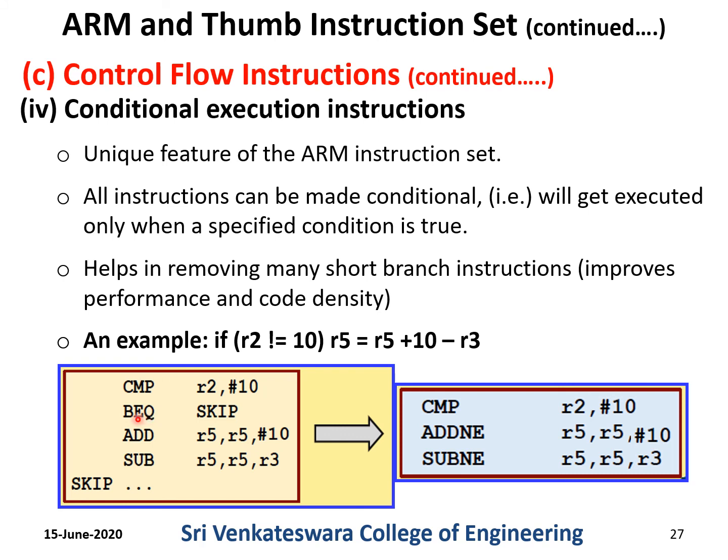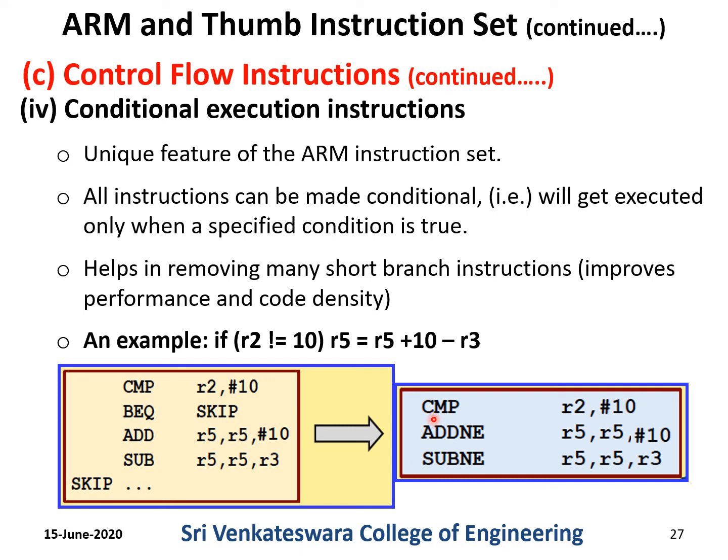If the Z flag is not set, it means that R2 is not equal to 10, and then the add operation and subtract operation have to be performed on the R5 content. So ADD R5, R5, #10 followed by SUB R5, R5, R3. Now the same expression can also be implemented using only 3 instructions.